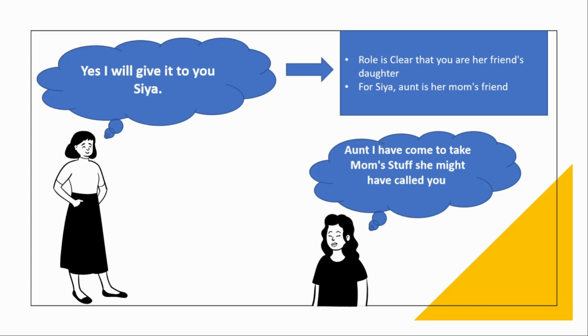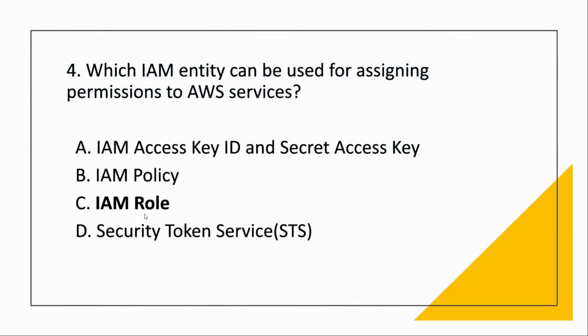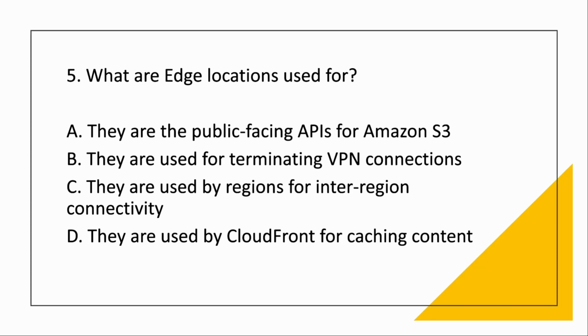Similarly, if AWS services do not know each other, they will not be able to communicate. To communicate with each other, they should be given a role. So the correct answer is IAM role. Hopefully this example helped you understand what exactly an IAM role is.